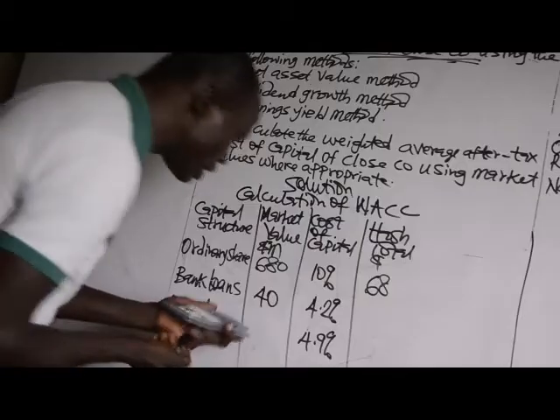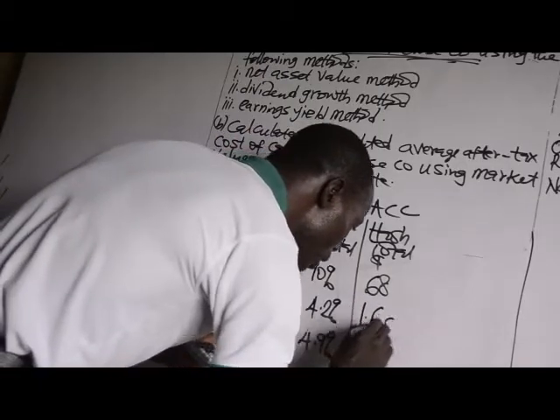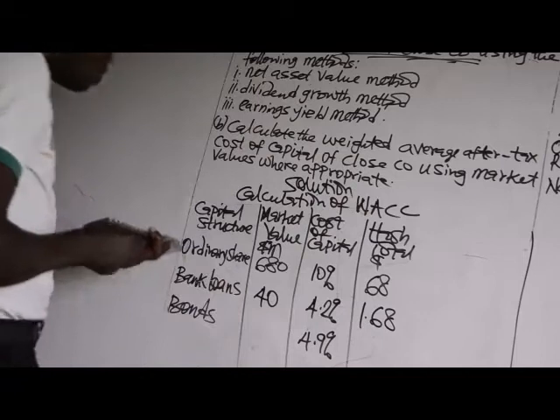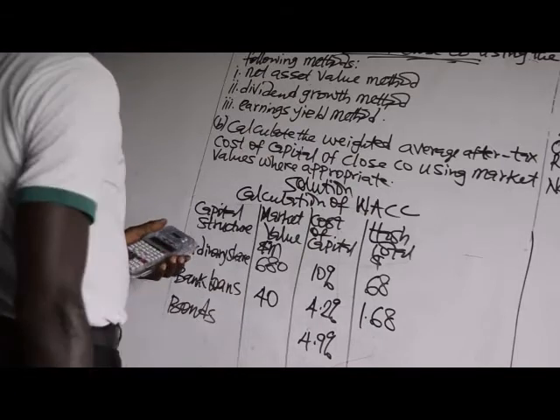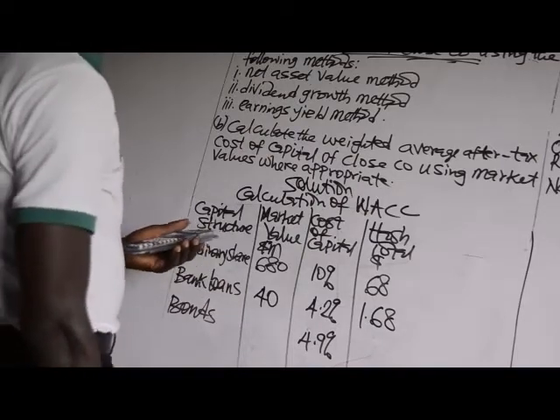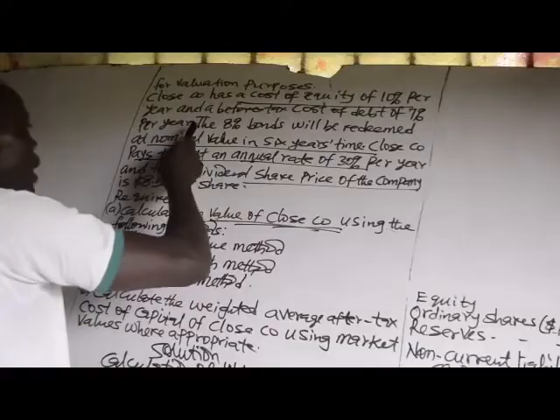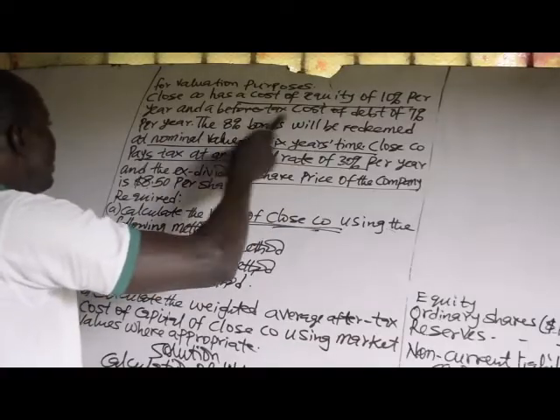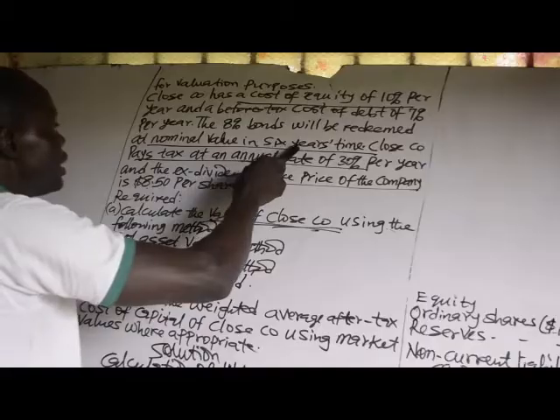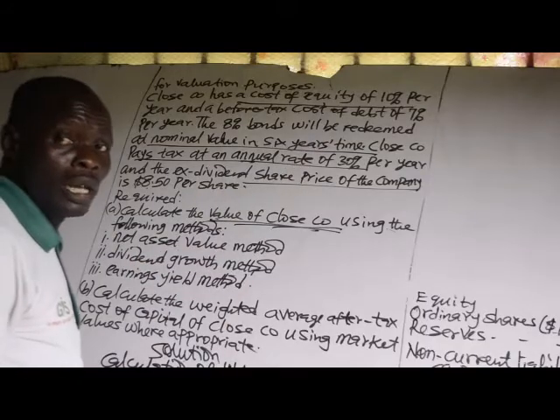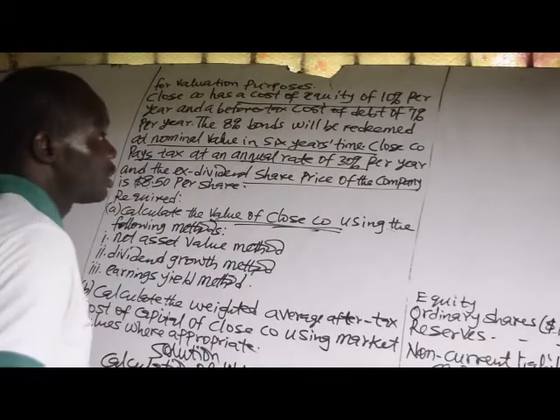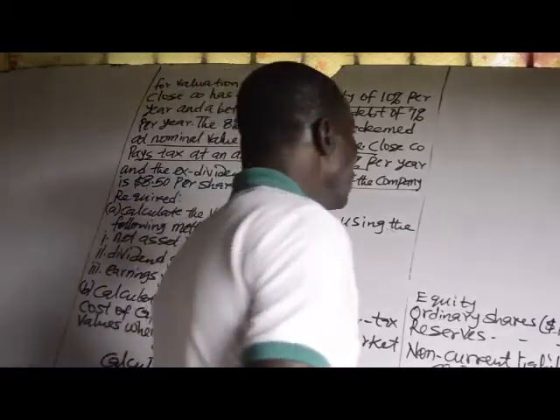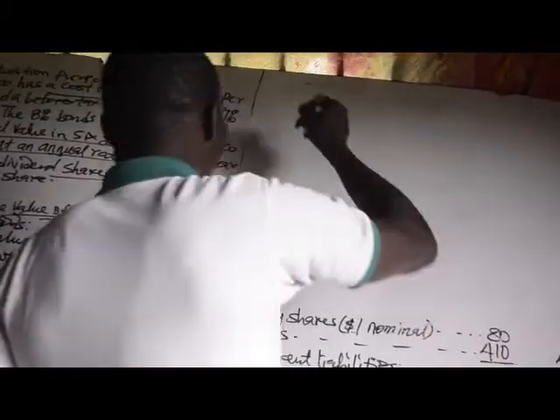You have 1.68 million. Then we also need the market value of the bonds. You were told that the 8% bonds will be redeemed at nominal value in 6 years' time. This is a redeemable bond. So now you will need to determine the value of the bonds.